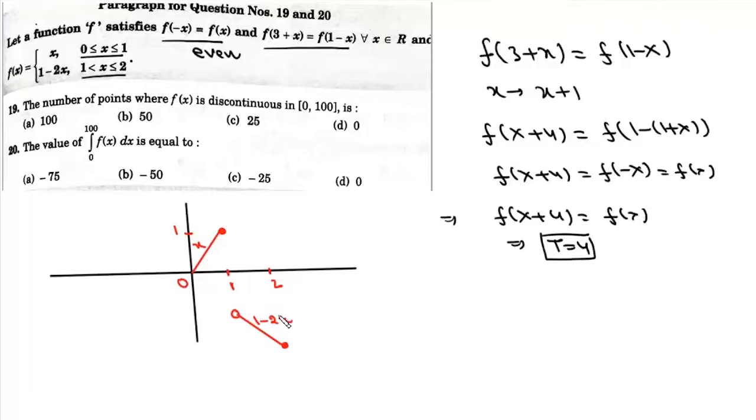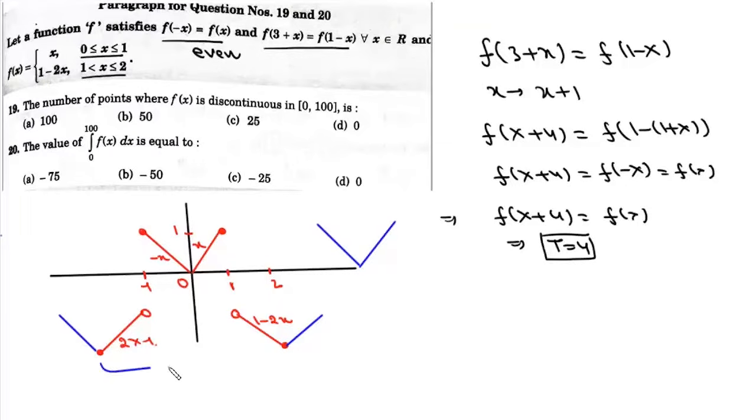Now since the function is an even function, this graph will be symmetric about the y-axis. So here it will be this graph, which is -x, and here it will be this function, which is 2x - 1. Now since the function is periodic, we can keep generating this graph. So this is how this graph will be drawn.